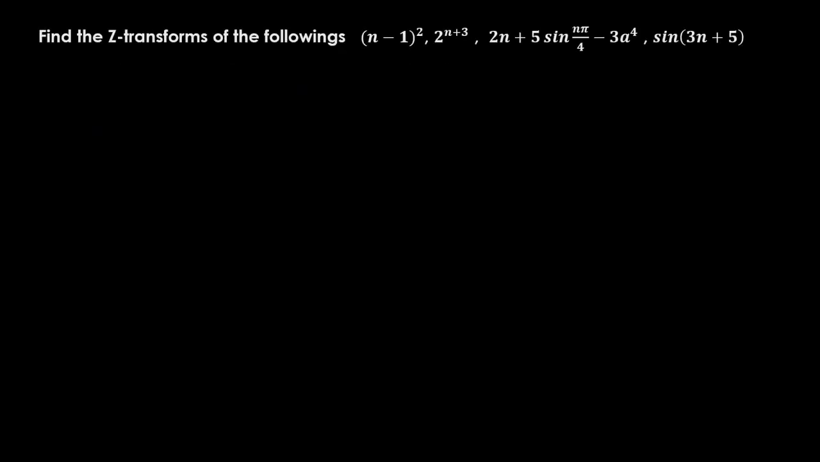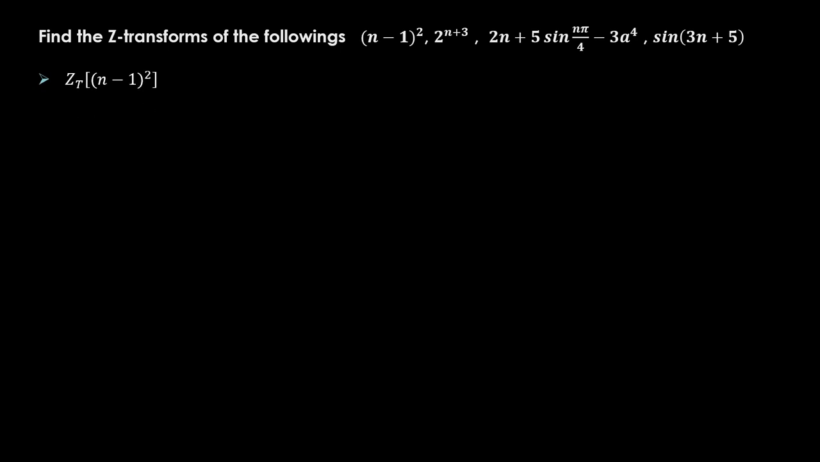We'll see some problems on z transform. Find the z transform of (n minus 1) whole square, 2^(n+3), (2n plus 5) sin(n pi by 4) minus 3a to the power 4, and sin(3n plus 5).